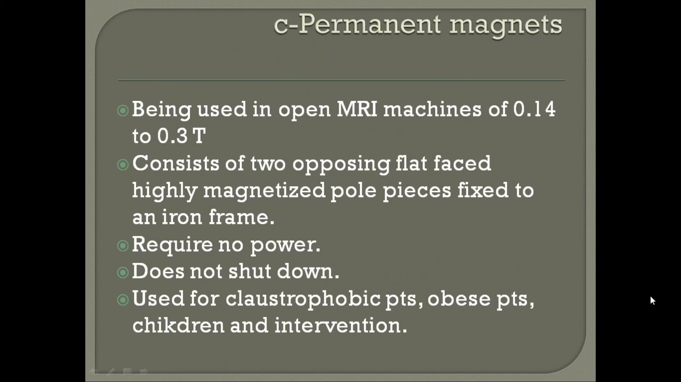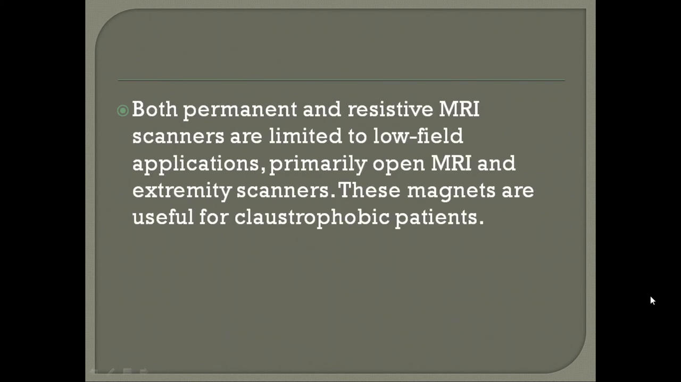Permanent magnets are being used in open MRI machines of 0.14 to 0.3 Teslas. They consist of two opposing flat-faced highly magnetized pole pieces fixed to an iron frame. They require no power. They do not shut down. They are used for claustrophobic patients, obese patients, children, and for intervention.